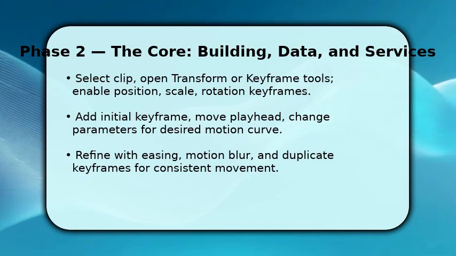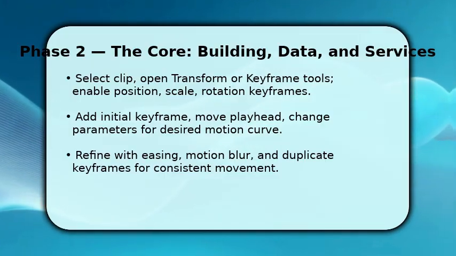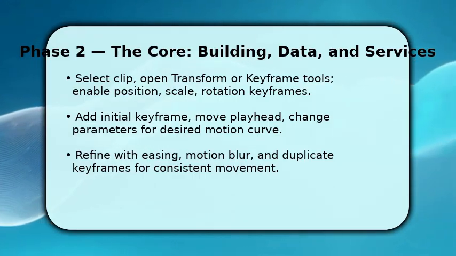Now you build the motion. Select a clip and open transform or keyframe controls. Add a starting keyframe with the baseline position, scale, and rotation. Move the playhead forward, adjust those parameters to define endpoints, and Capcut will interpolate the motion. Make sure to apply easing to avoid robotic starts and stops. Ease out then ease in for natural flow.